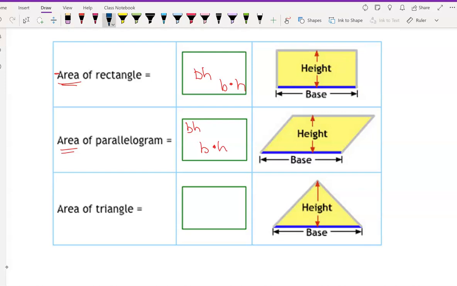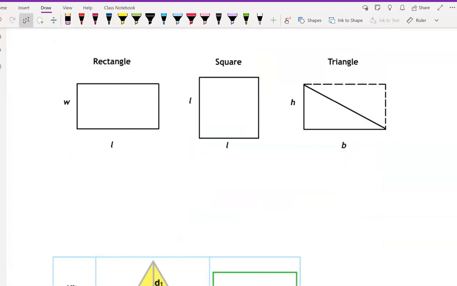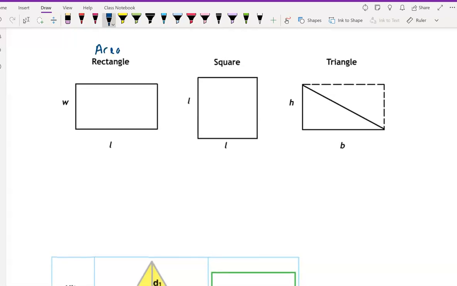So there are two ways you can write this formula: 1/2 times base times height, or the method I prefer, base times height divided by 2. Either one is fine.